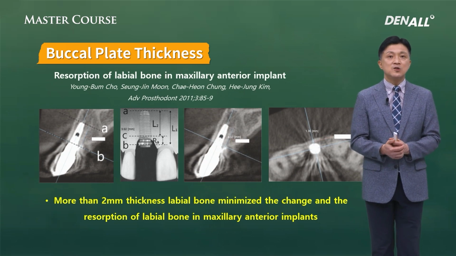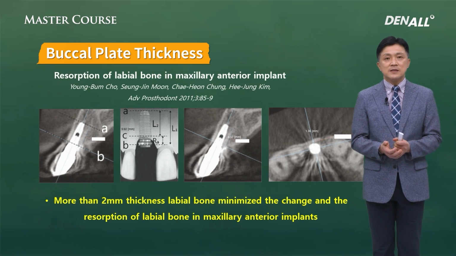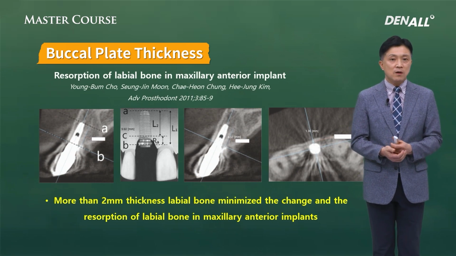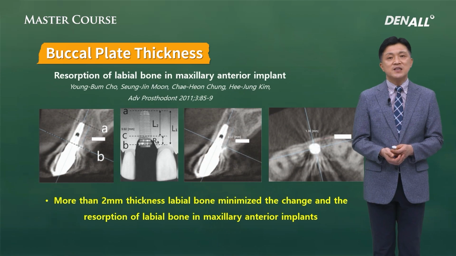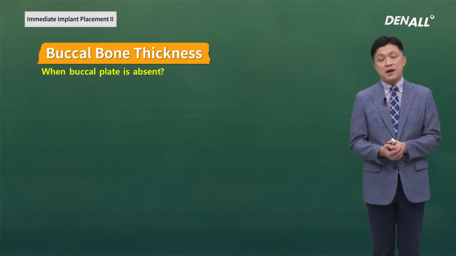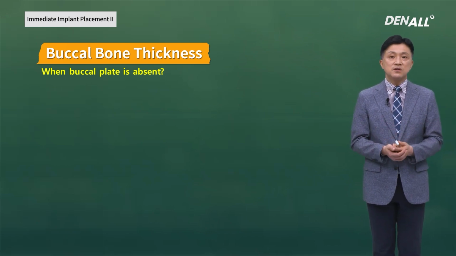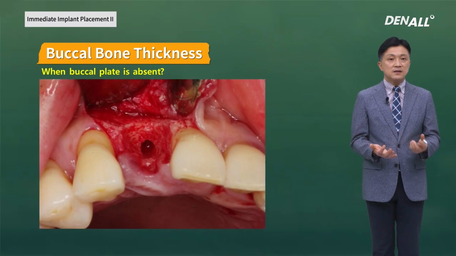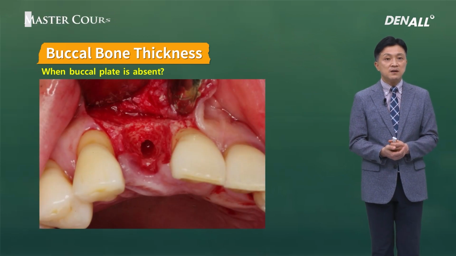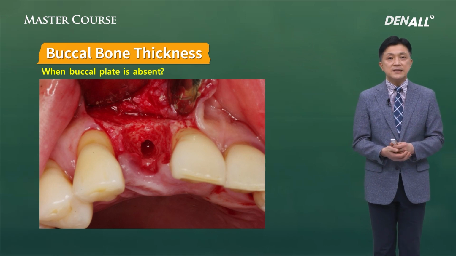However, in the case of the upper anterior where most remodeling occurs, it is practically speaking impossible to see a buccal plate over 2 millimeters. If there's no buccal plate, what should you do? You can assume that remodeling is going to occur at maximum. If there's no labial plate, there needs to be a regenerative procedure to regenerate the labial plate.